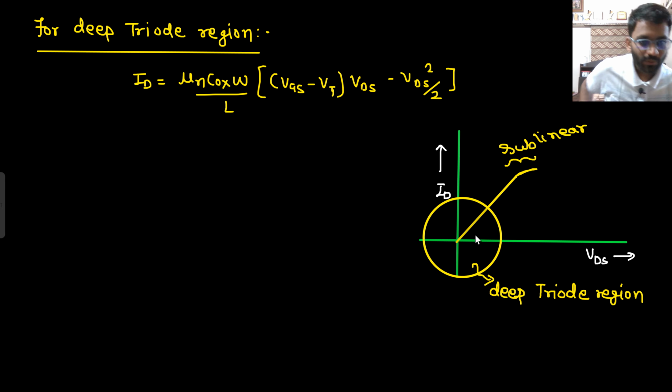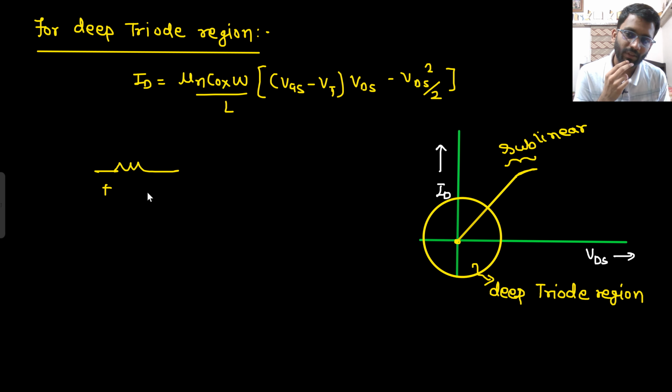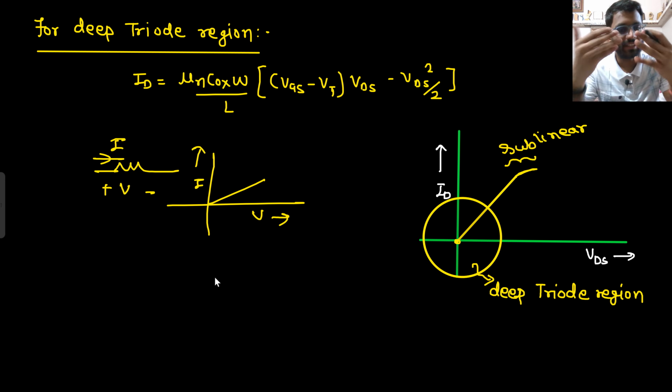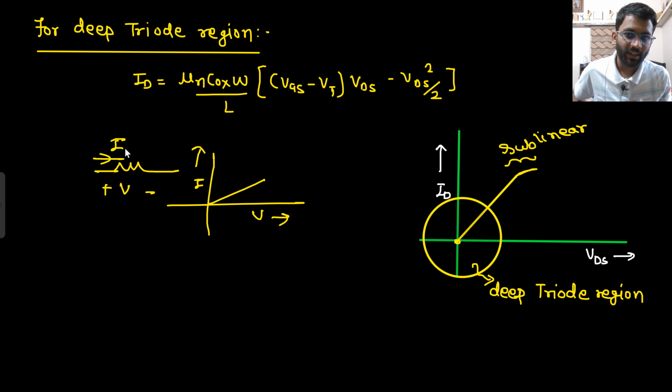So in the deep triode region, what do you see? Del ID by del VDS is a straight line. For a resistance, if I plot the V versus I curve, how will the curve look? Voltage versus current, a straight line only. If voltage is increasing, the current will also increase. So for a resistor, the VI curve is linear.